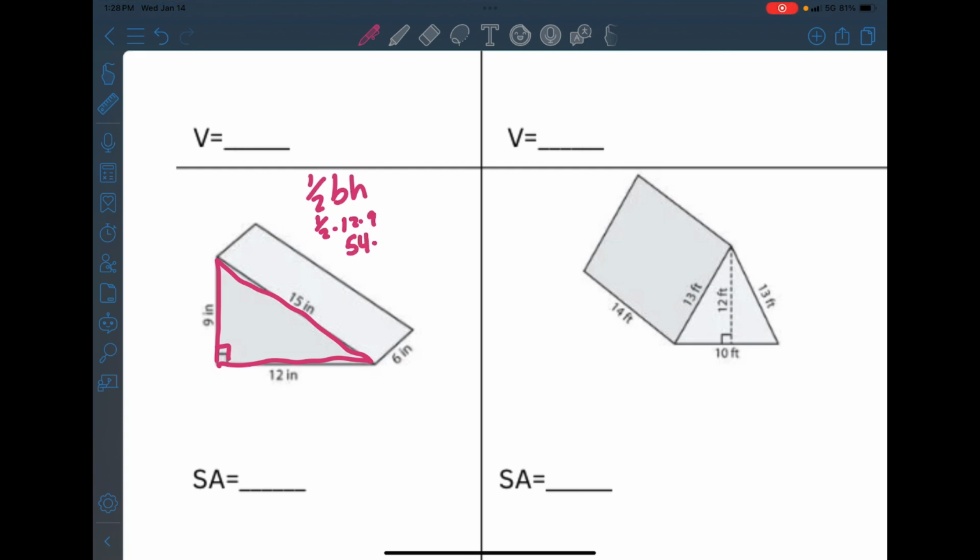But there's two of those. You have the front one and you have the one in the back. So multiply that times 2 to get your two triangles. We're looking for our surface area right now. So we have to find the area of all the surfaces and add it together.